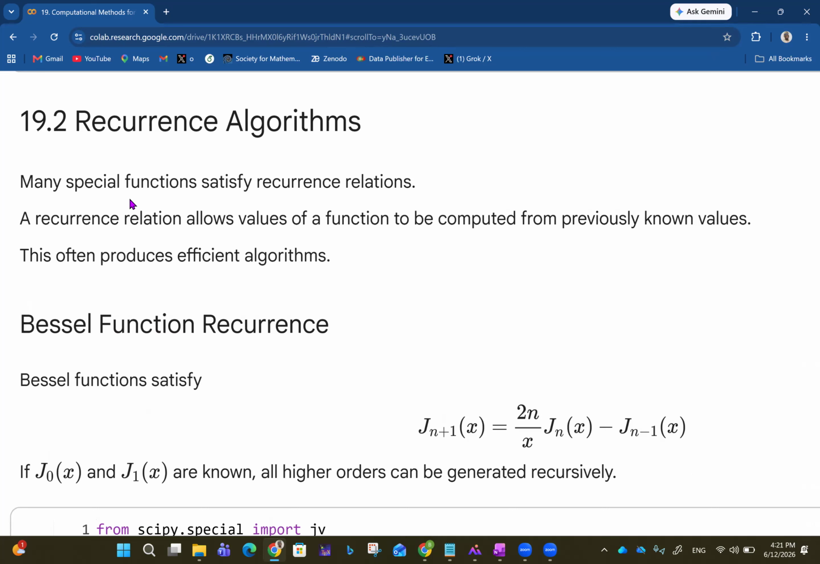So many special functions satisfy recurrence relations. A recurrence relation allows values of a function to be computed from previously known values. So if you know one or two values, you can compute the other ones, right? So this often produces efficient algorithms.